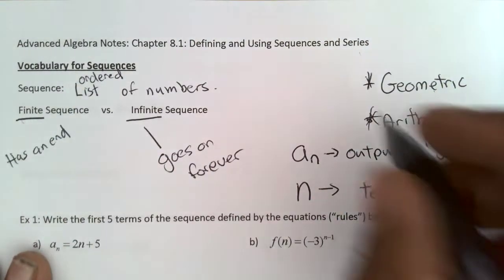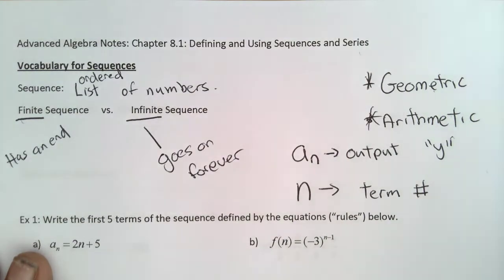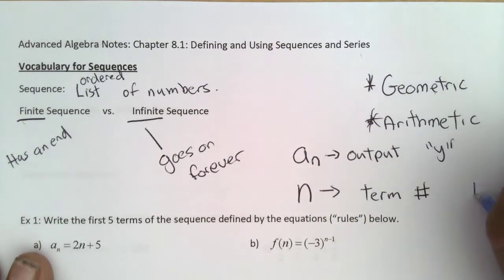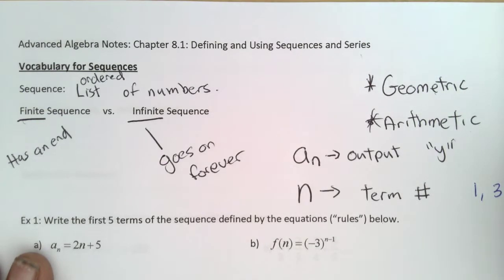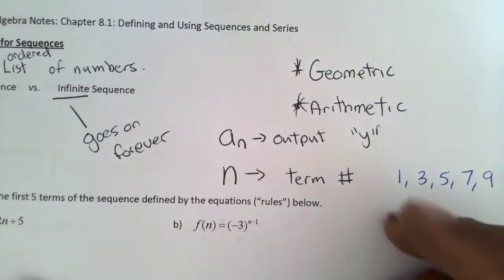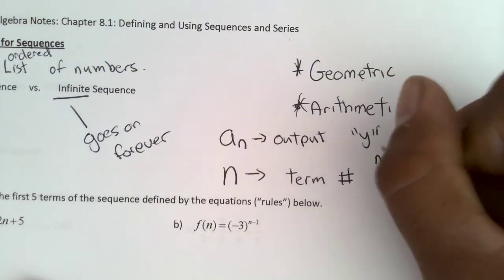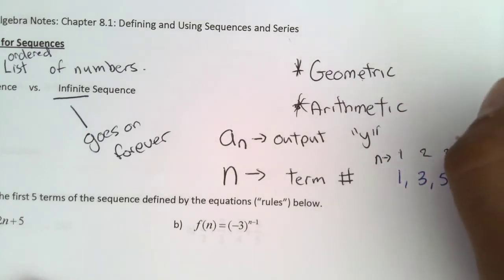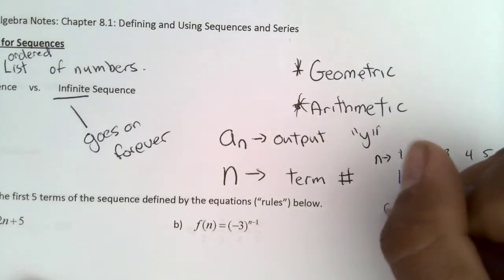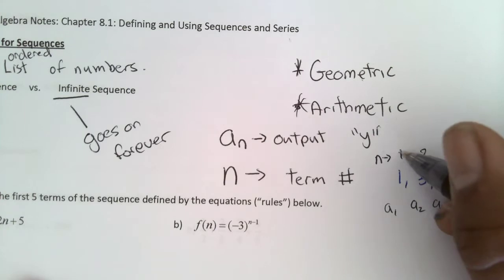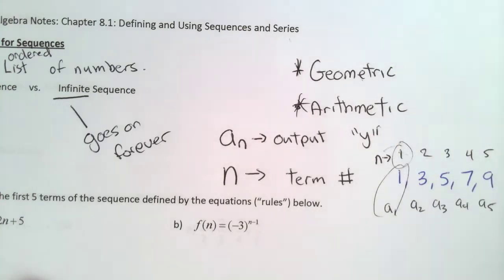So in a sequence, we could have a list of numbers. If I had a list of simple numbers, and there happens to be a pattern with this one, these would be my terms, and we'd say these would be the n values. This would be the first term, second term, third, fourth, fifth. And each of these we'd also call a sub 1, a sub 2, a sub 3, a sub 4, a sub 5, right? So at n equals 1, we have a sub 1 equals 1.